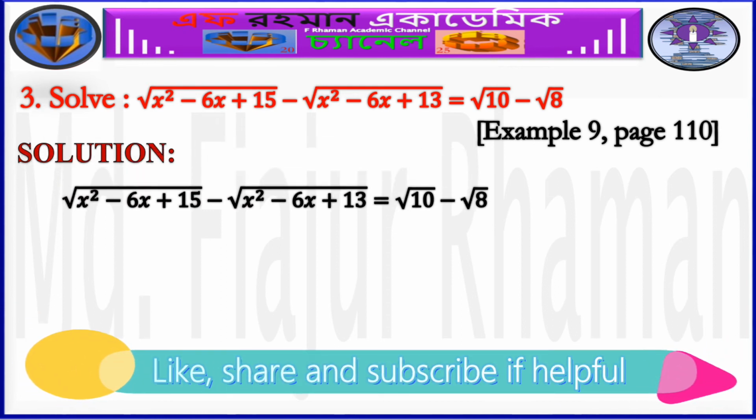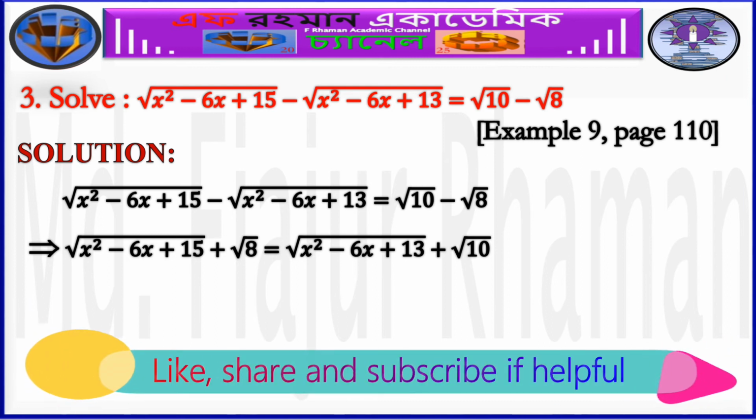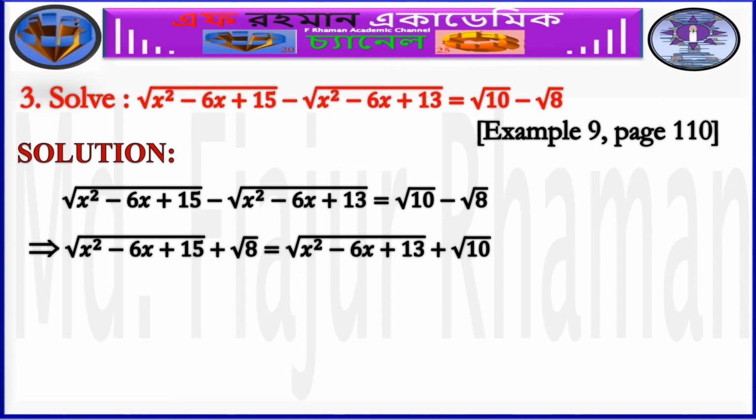Write the given equation. This equation implies that square root of x square minus 6x plus 15 plus square root of 8 is equal to square root of x square minus 6x plus 13 plus square root of 10. Since the radical terms on the left hand side of the equation contain the same expression x square minus 6x, that's why one of these radical expressions should be written on the left hand side and the other one should be written on the right hand side. Since 15 plus 8 is equal to 23, and 13 plus 10 is equal to 23, that's why both sides are written in the sense of equal distribution.